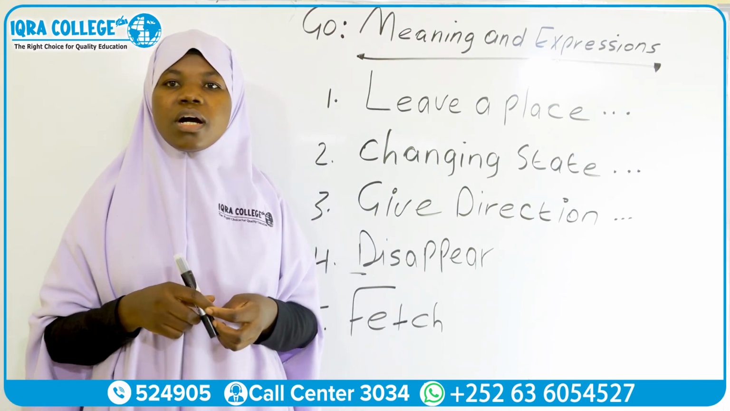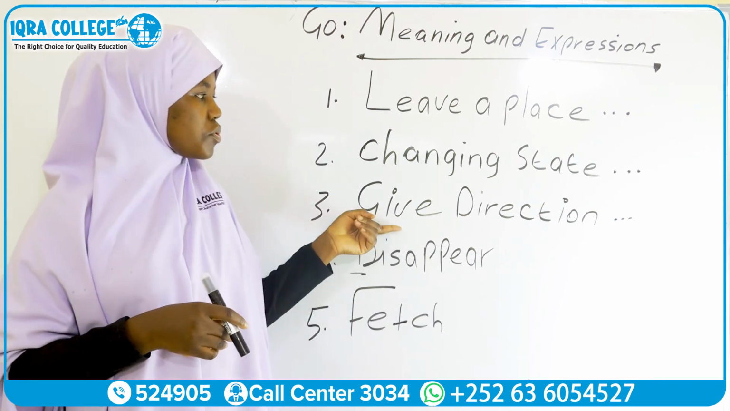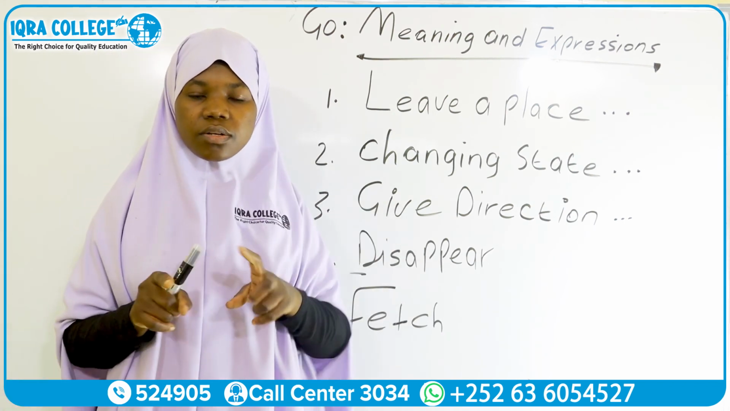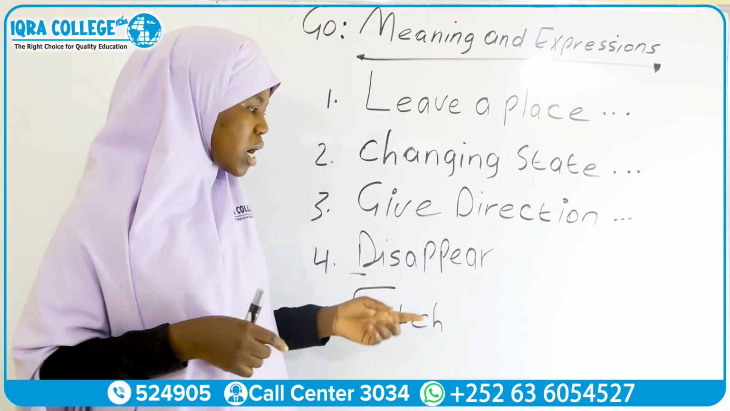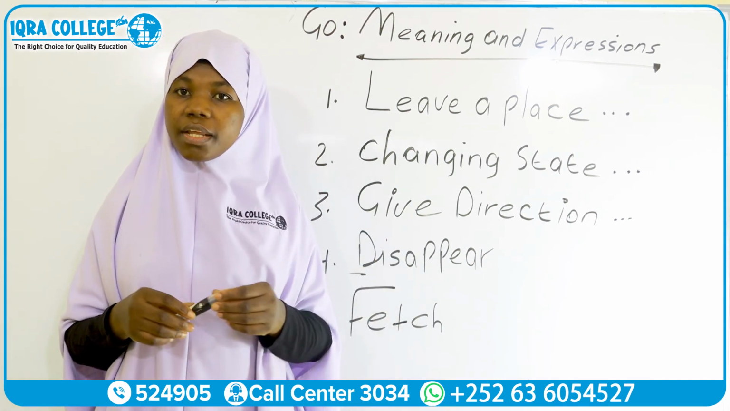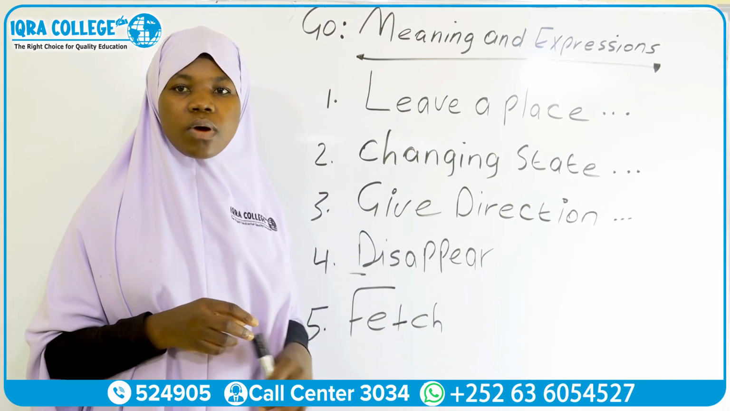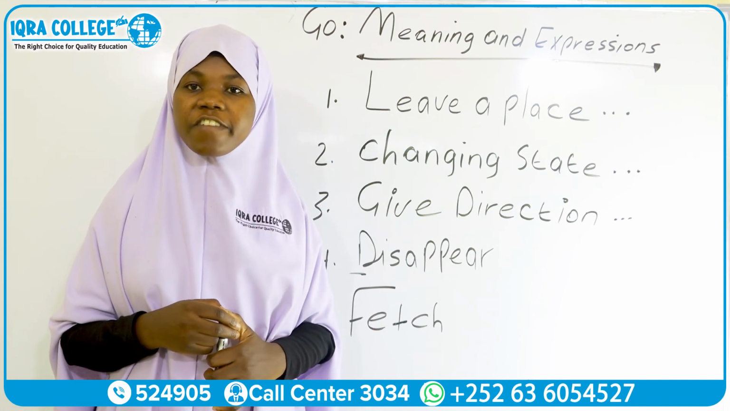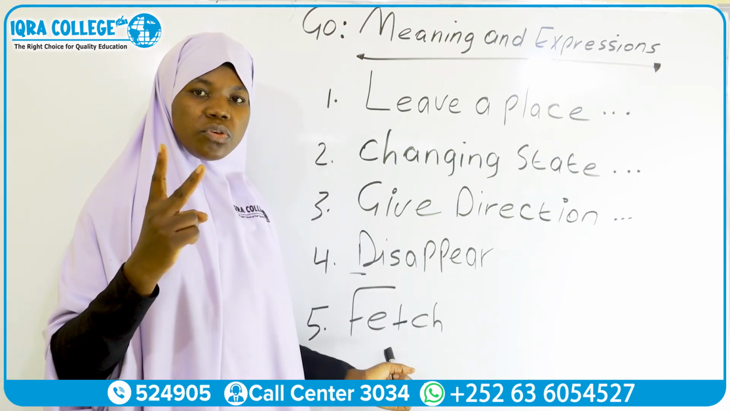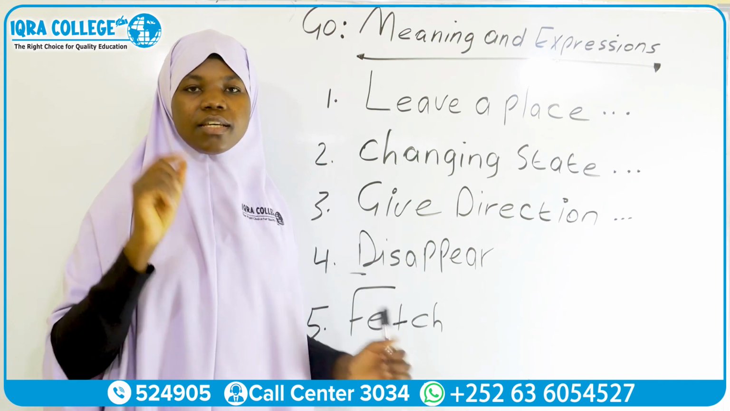Number 3 is go to give direction. Does this road go to the airport? Number 4 is go to mean disappear. And number 5 is go to mean fetch. Go to mean fetch, using two words, go and get.